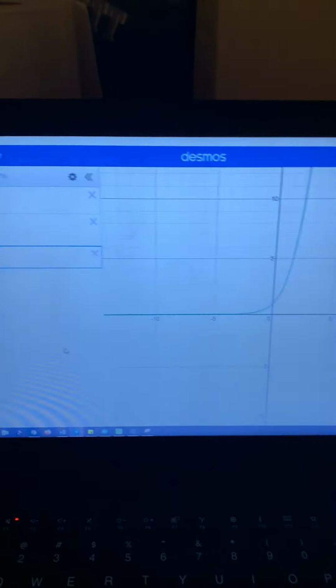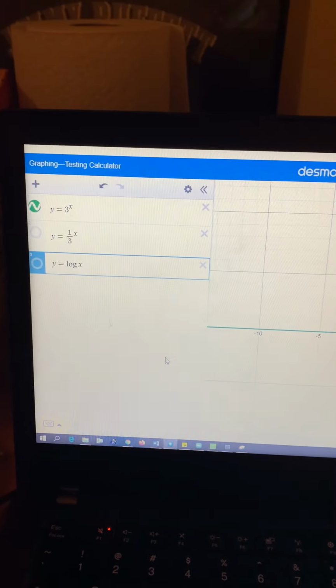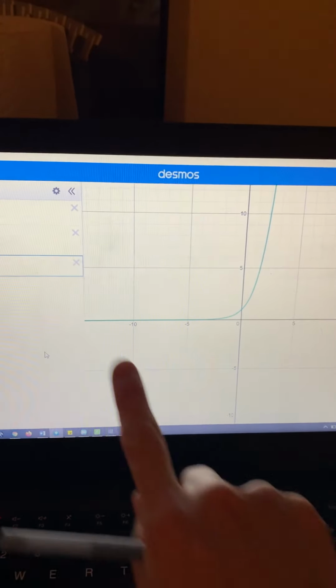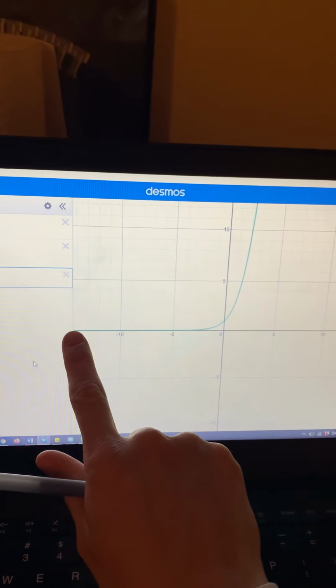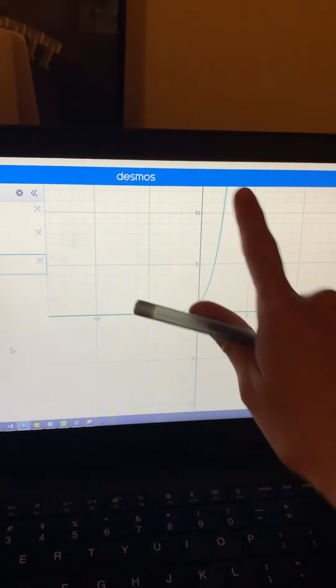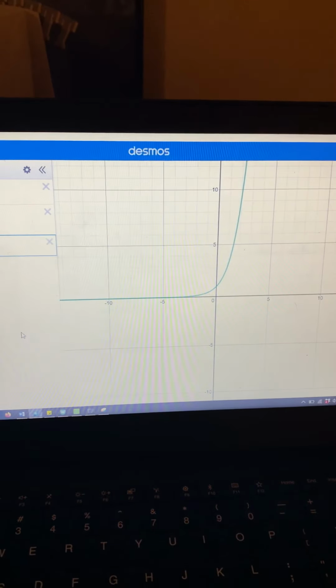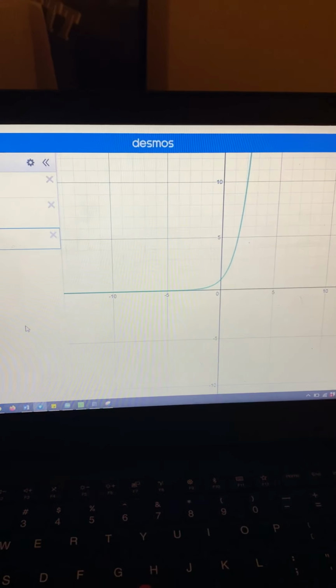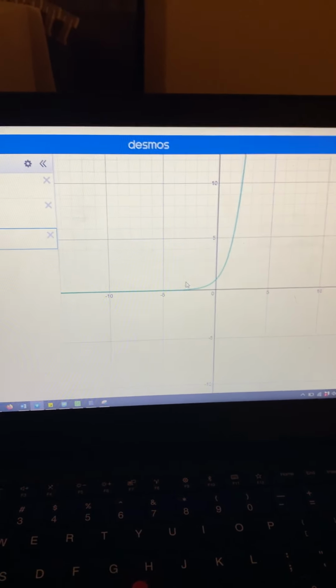We can look at the graph up here. We have y equals 3 to the x graphed. This would be a growth model because 3 is bigger than 1, and you can see that the function is growing. An exponential function will have a horizontal asymptote. You can tell here where it is flattening out.